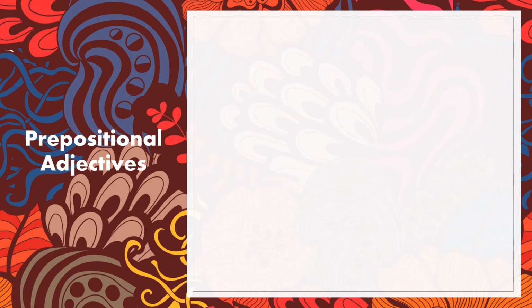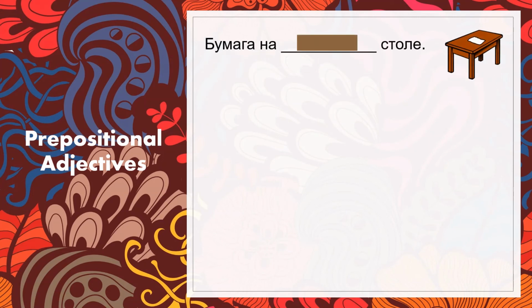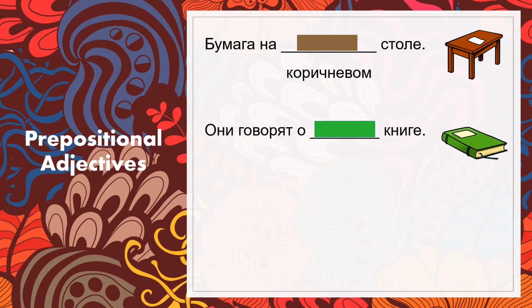Few more examples. Бумага на столе. The paper is on the desk. What kind of desk? It's a brown one. Бумага на коричневом столе. Они говорят о книге. They're talking about the book, but specifically the green book. So how would you say it? Они говорят о зеленой книге.